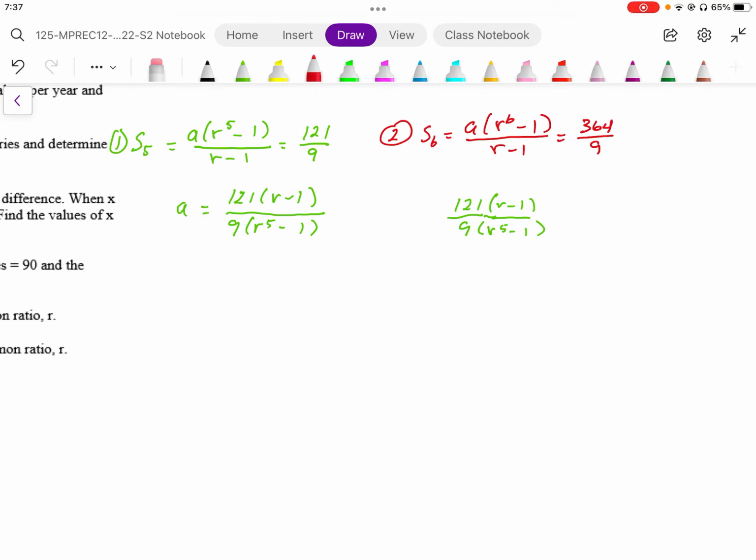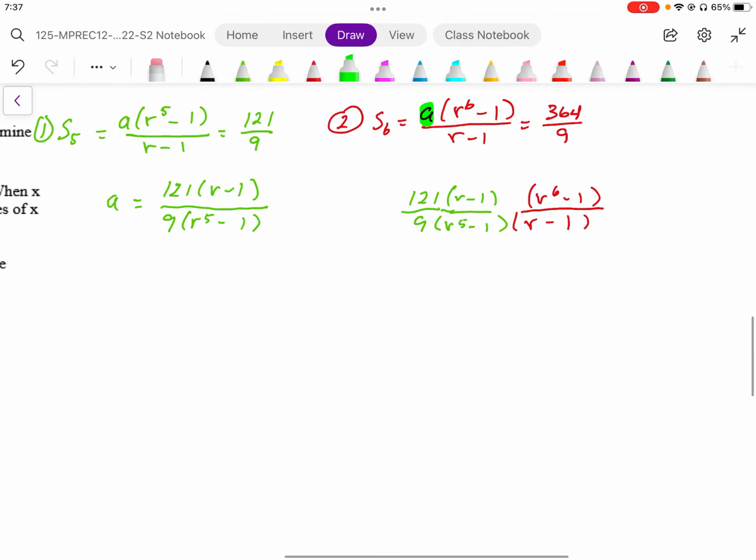And I'm going to substitute that in for A here. So I'm going to end up with R to the 6 minus 1 in the numerator and R minus 1 in the denominator. Again, what I've done is I've replaced that A with the A that I solved for in green. And this is all equal to 364 over 9.